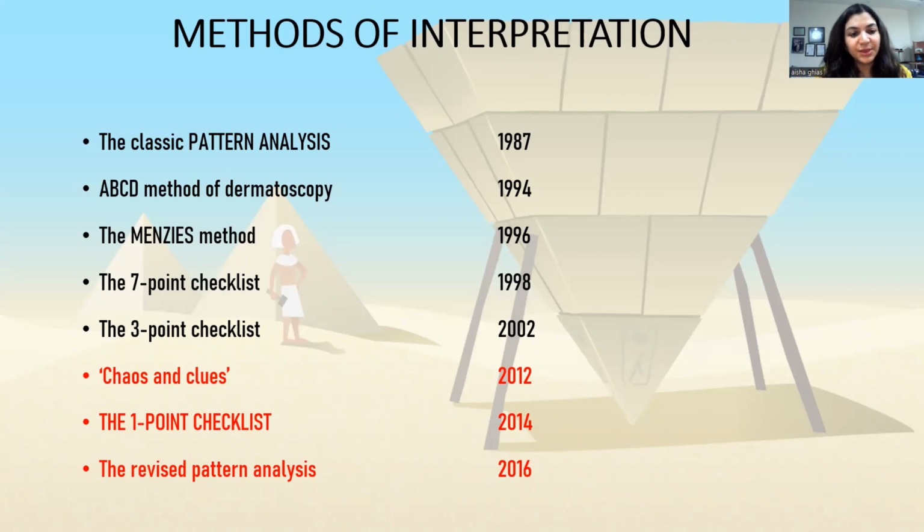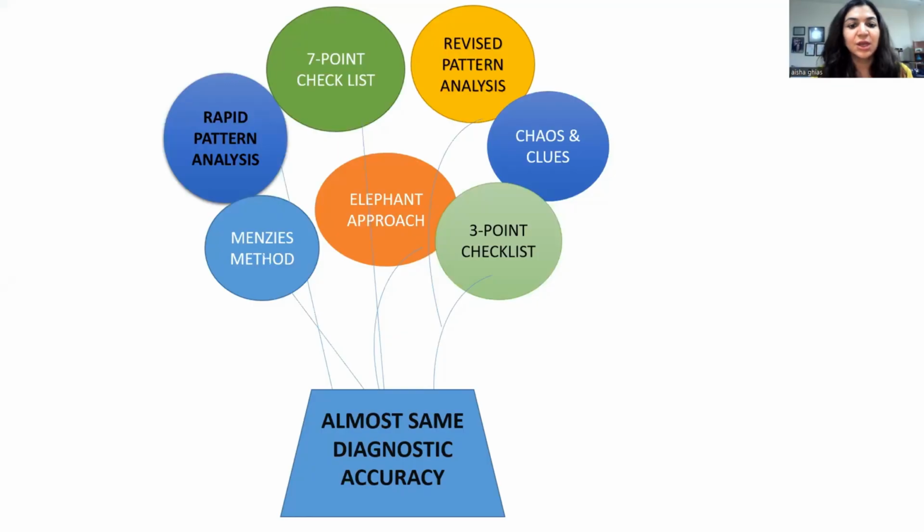So all these last three methods are very much famous. They are pretty much used in everyday practice. And I'm sure you guys are also going to use them in your practice. Chaos and clues method, 1-point checklist, and the revised pattern analysis.